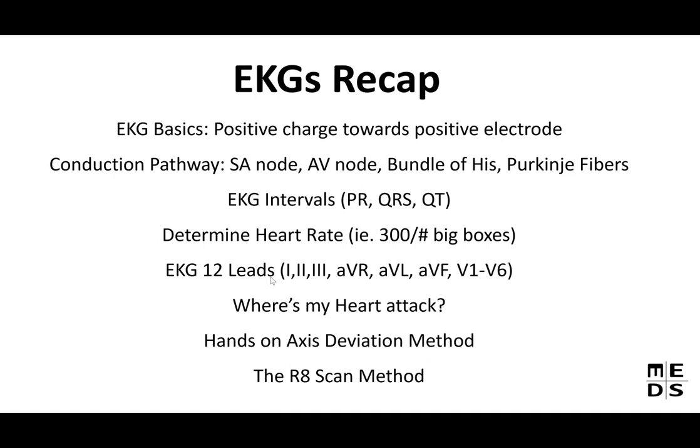And then the hands-on axis deviation method, I think that one's really helpful. They can answer your questions really quickly. If you just stick your hands out and just look at lead 1 and then AVF and just figure out which one's up and down, then boom, you just know that it's left or right or extreme axis deviated or normal. And then lastly, the R8 scan. I thought this was a pretty good one. I know it's going to be a little difficult to remember all the R's. Just write it out a few times, and it should stick pretty well.